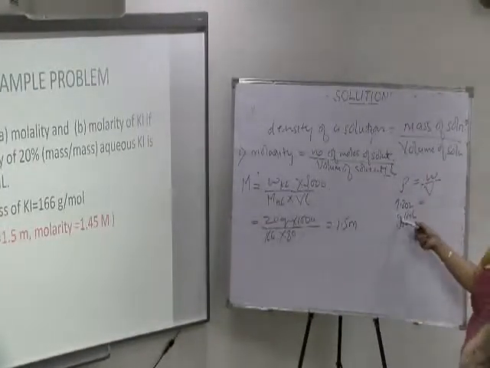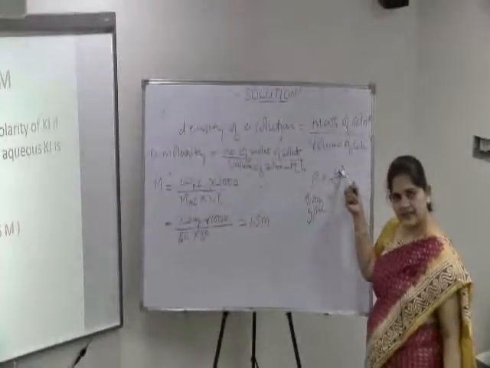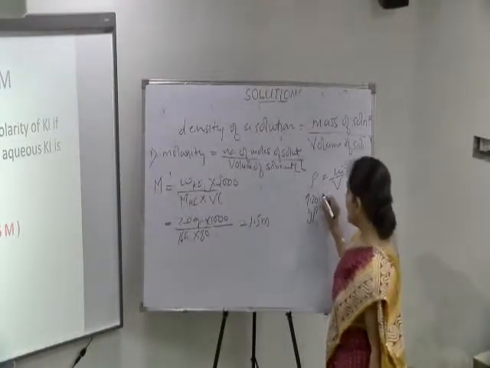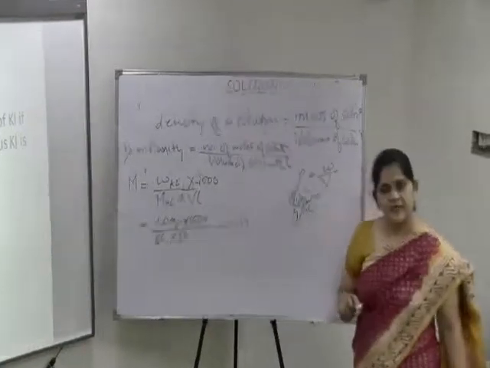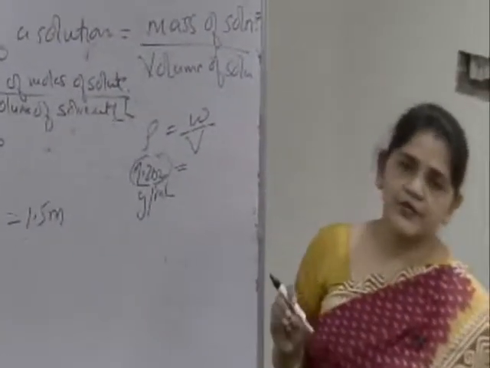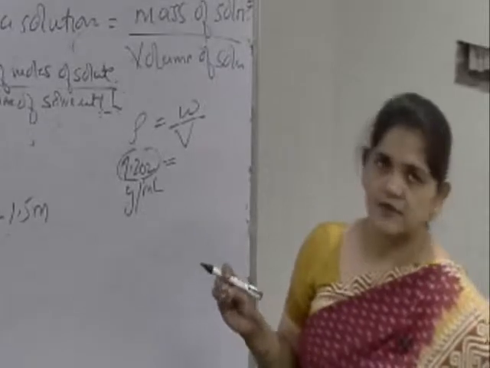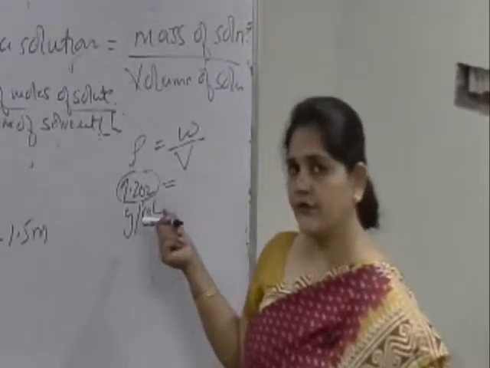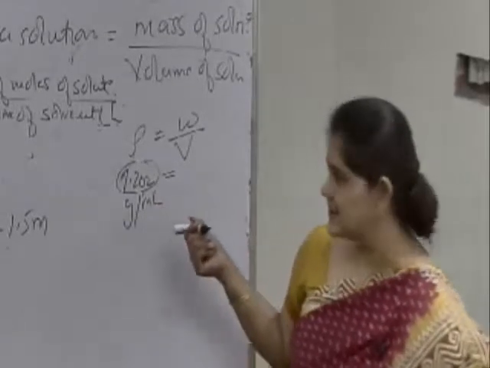That means you have to see that the mass is in grams and the volume is in ml. How do you interpret this? This means that 1.202 grams of the solution is present per ml of the solution. That is what the density means.